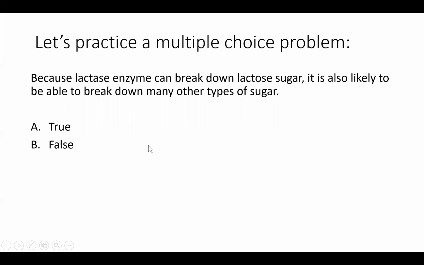Because lactase enzyme can break down lactose sugar, it is likely also to be able to break down many other types of sugar. This is false. Every enzyme only works on a specific substrate. So lactase enzyme can only break down lactose. Pepsin can only break down protein. Amylase can only break down starch. It's very specific.